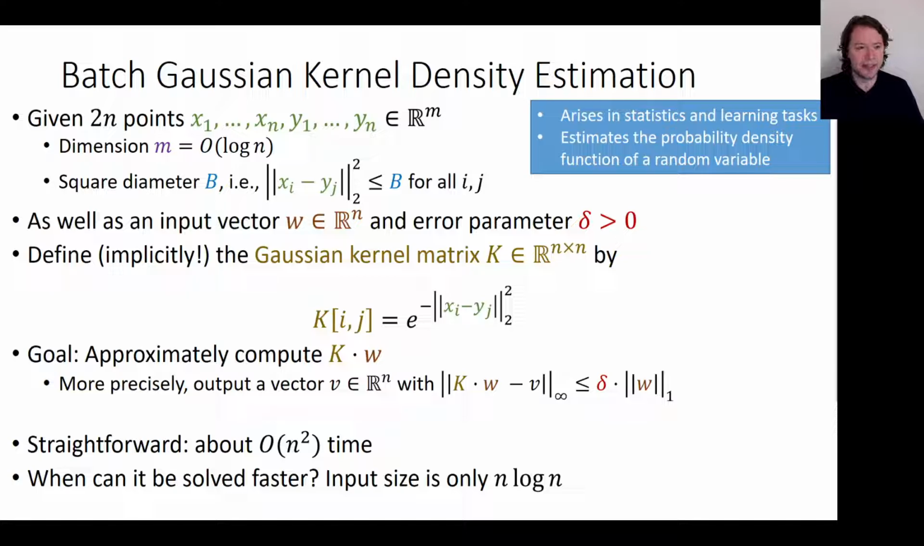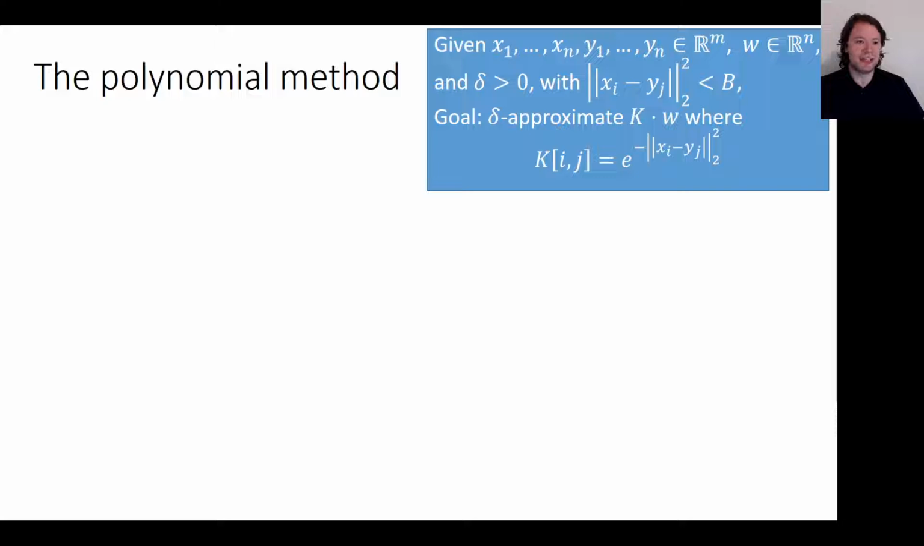And indeed, the input size here is just like n log n for these n input points. So you could hope for a much faster algorithm. So as promised, you can solve this by using approximate polynomials. Here in the blue box, I'm just reminding you what the problem statement is.